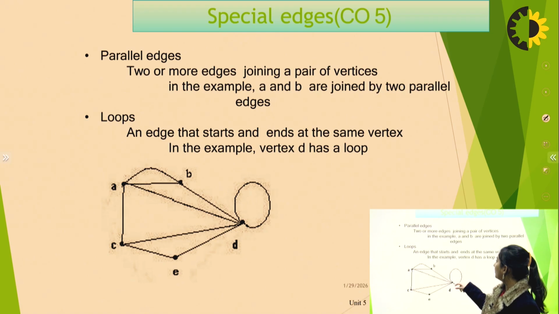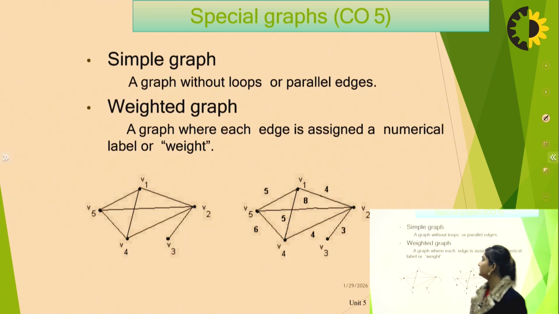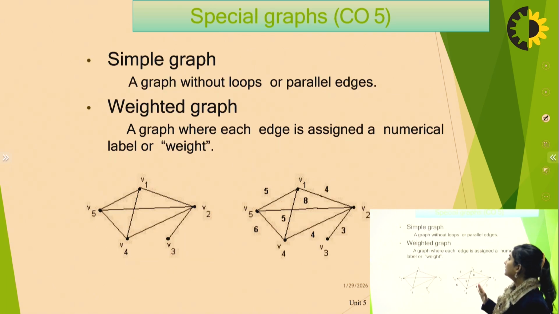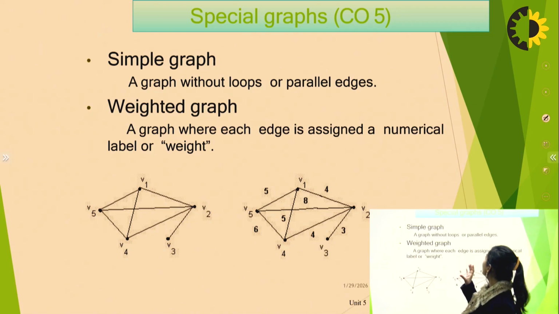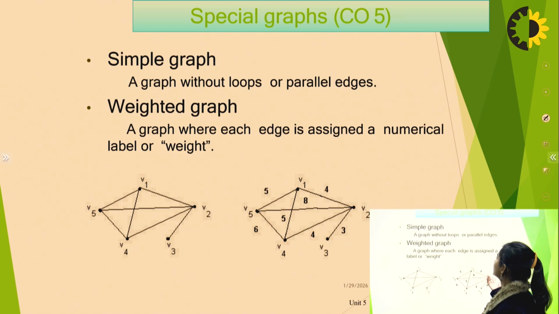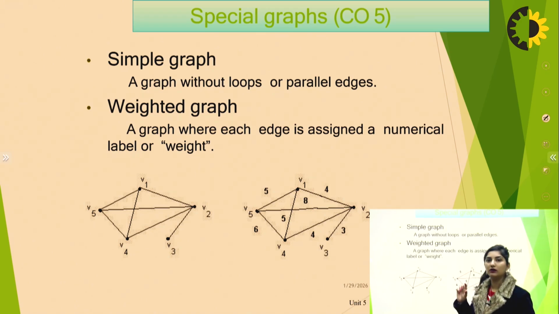Loops: a loop is a self loop, here for the point D, which starts and ends at the same point. These are just the basics we are quickly brushing up, then we'll come to the main topics. A simple graph is a graph without loops or parallel edges. A weighted graph is one where we label the edges with weights, then you can say that it is a weighted graph.